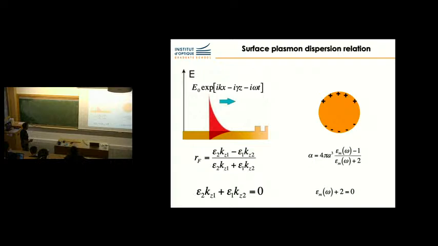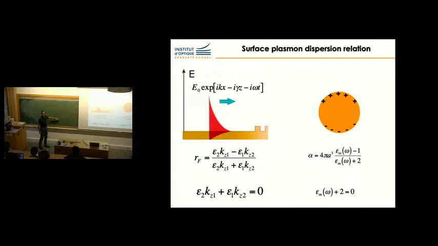An important thing is that we want a surface wave. So this k has to be larger than omega over c. So this square root has to be larger than omega over c. So if epsilon 2 is a positive number, it will never work. So epsilon 2 has to be, for instance, a negative real number.